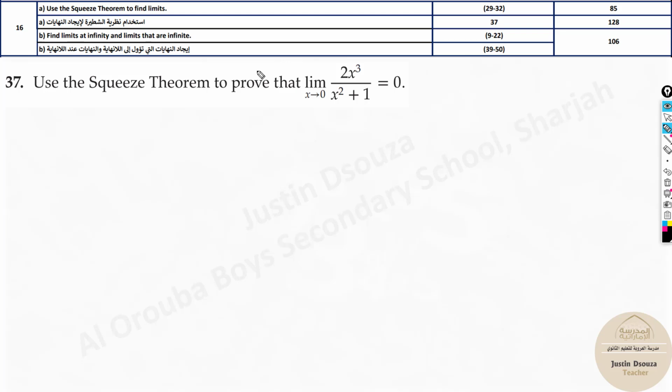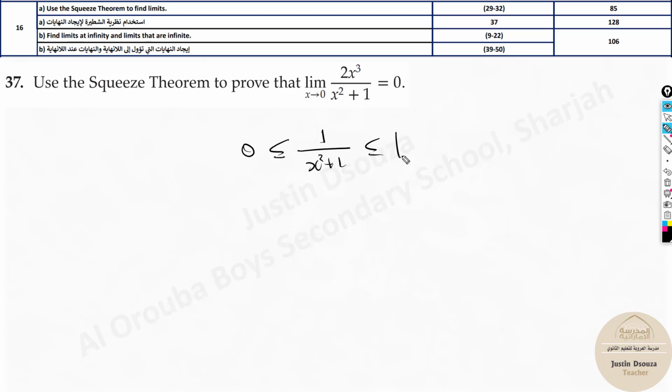So the first step to solve this would be, we have to use the squeeze theorem to prove. So I'll write 1 by x squared plus 1 and write the range for this. What is the possible range for 1 by x squared plus 1? Let's take any number, it will be greater than or equal to 0 and less than or equal to 1.